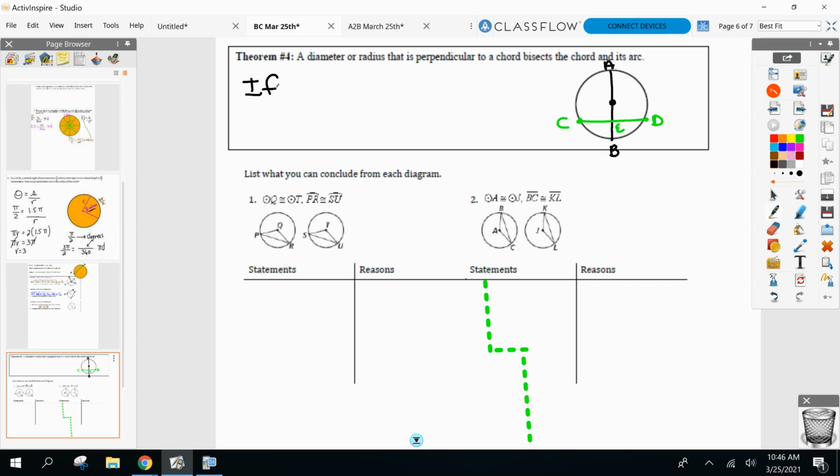So here we go, if AB is perpendicular to CD, perpendicular, right, which forms a right angle. Maybe we won't be told it's perpendicular. Maybe we'll see the right angle symbol. So if AB is perpendicular to CD, then AB bisects CD.